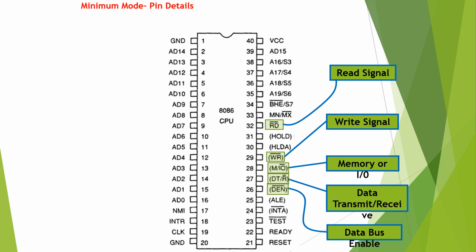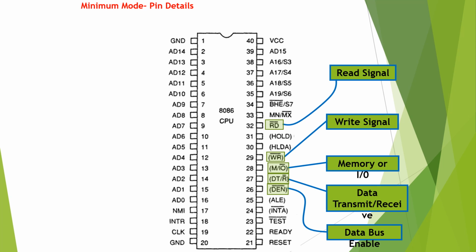And memory or IO is the status line logically equivalent to S2 in the maximum mode. When it is low, it indicates the CPU is having an IO operation, and when it is high, it indicates that the CPU is having a memory operation. And then data transmit and receive. This output pin is used to indicate the direction of data flow through the transceivers. When the processor sends out the data, the signal is high, and when the processor is receiving the data, the signal is low.